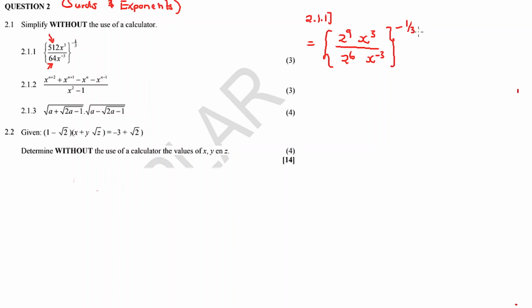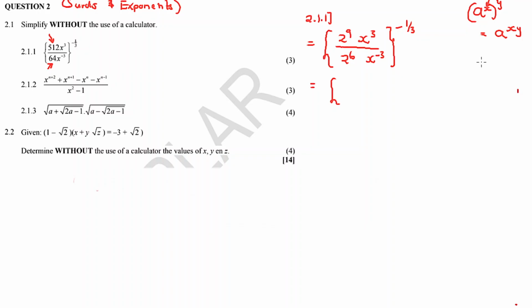So outside we have the exponent -1/3. Okay, there's an exponential law. I have a power inside the bracket, and this bracket is raised to an exponent. Let's say y. The answer should be x to the power of the product. So to remove the bracket, you just multiply the exponents.